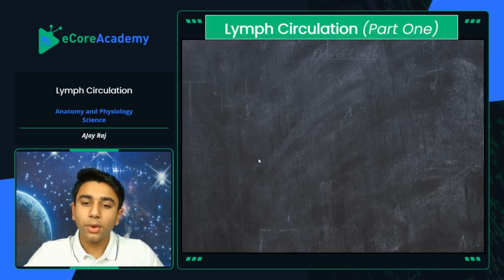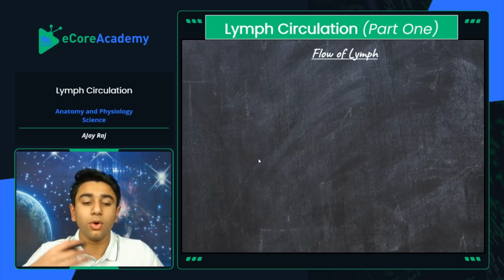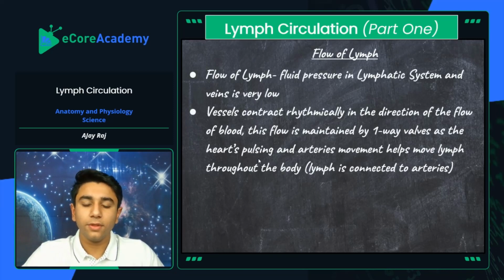Lymph circulation part 1. Let's take a look at the flow of lymph. What does this process overall entail? The flow of lymph is a process in which fluid pressure in the lymphatic system vessels is very low. So how exactly does this process work, and how does this flow go?